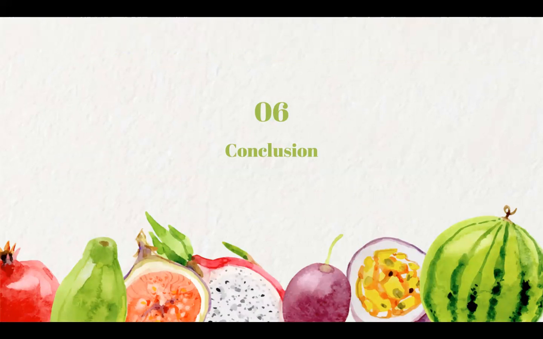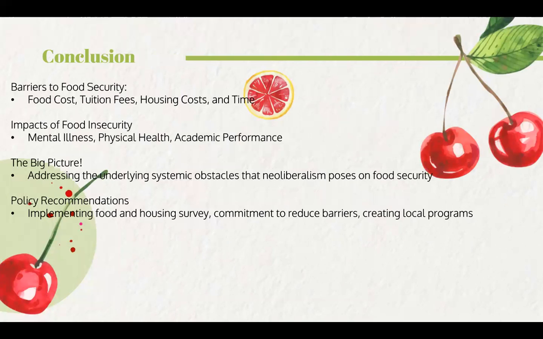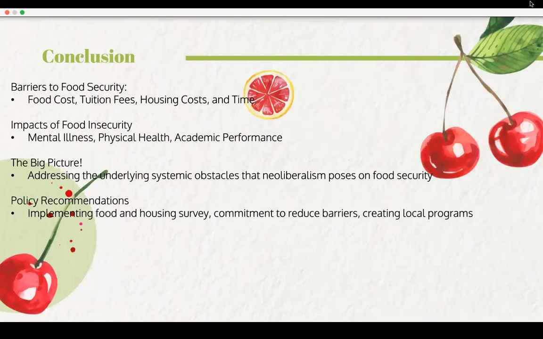So in conclusion, food insecurity is a prevalent issue among university students that can no longer be ignored. The barriers found to food security include the cost of food, as well as costs associated with getting a higher education, including housing and tuition, with great impacts on the mental health of students, their physical health, as well as their academic performance. We must address the underlying systemic obstacles that neoliberalism poses on food security through policy recommendations, including implementing a food and housing survey, a commitment to reduce barriers, and creating local programs.